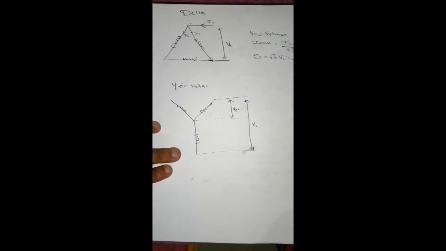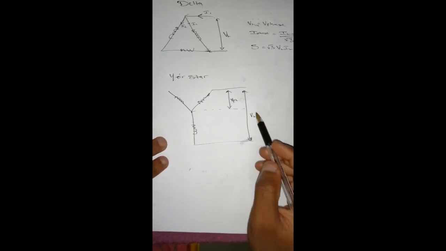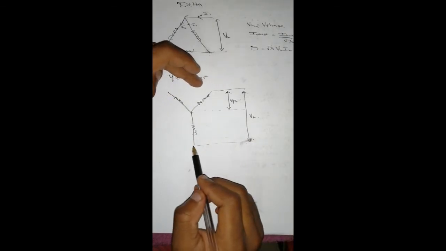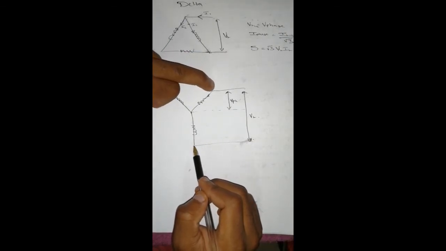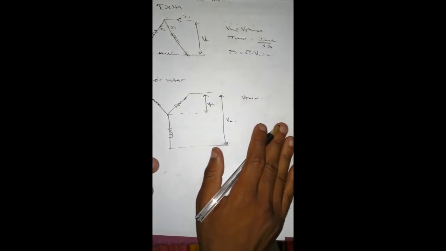That's for delta. Now let's go to Y. Then with Y, let's start with V. If you check V line, it's between these two lines. And if we go through up until this point, we realize that V line is a voltage across two windings. So to get V phase, which is the voltage across just a single winding, you're going to say V phase equals V line over square root of 3. That's it for V phase.